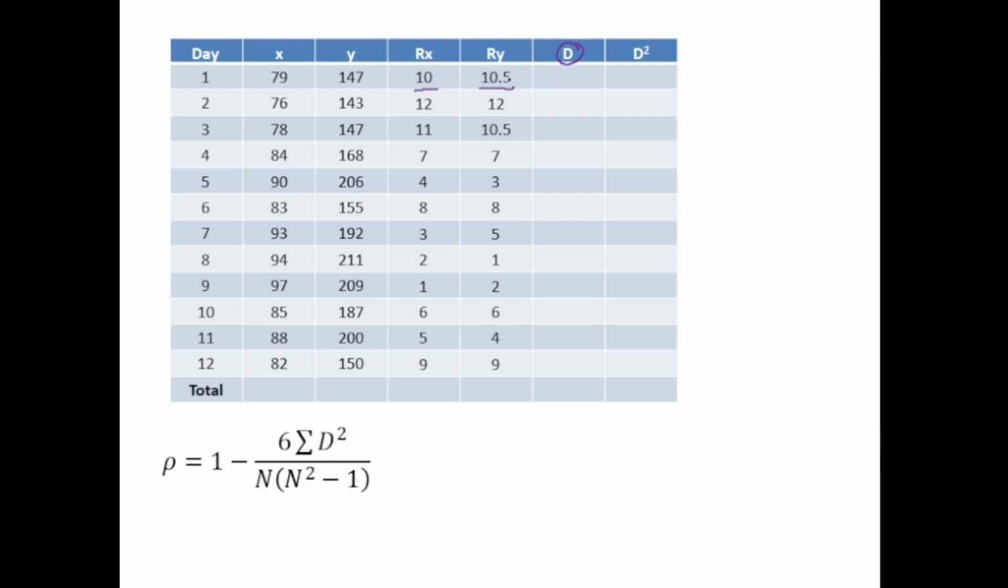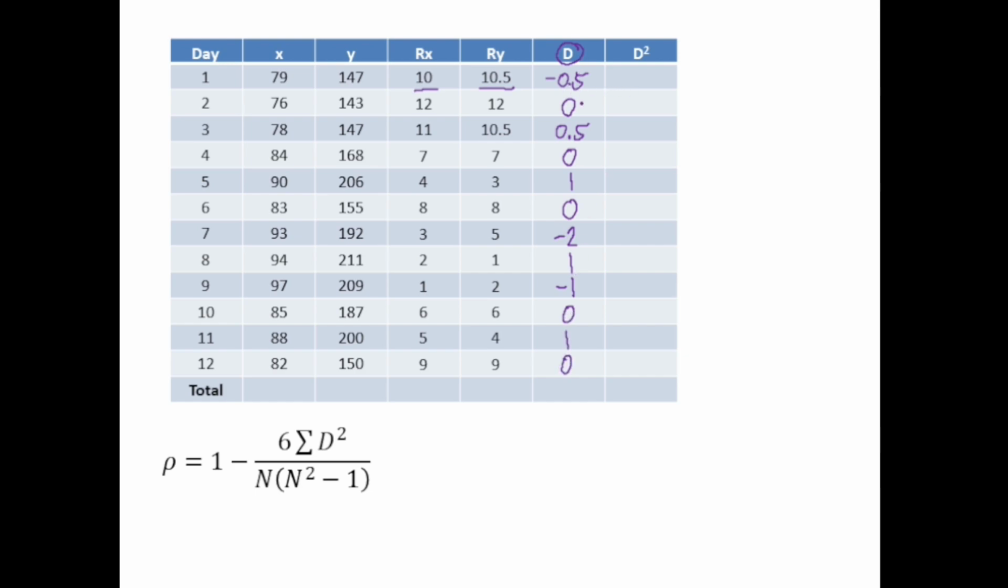Okay? So, ito ay 10 minus 10.5, that is negative 0.5. 12 minus 12, that is 0. 11 minus 10.5, that is 0.5. 7 minus 7, that's 0. 4 minus 3, that's 1. This is 0. This is negative 2. Ito naman 1, negative 1, 0, 1, 0.